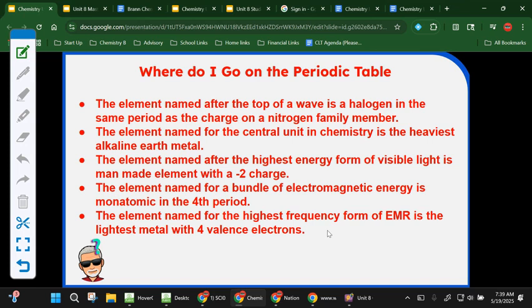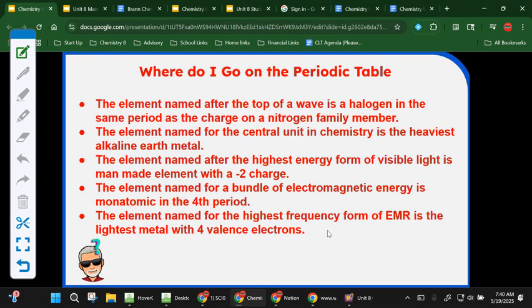So periods are over here. So if it's a -3 charge, it's the same number as the charge of the nitrogen family, which means period 3. So now you come over to the halogens, go down to period 3, and that is the spot where on your test you will be placing the element crestogen.